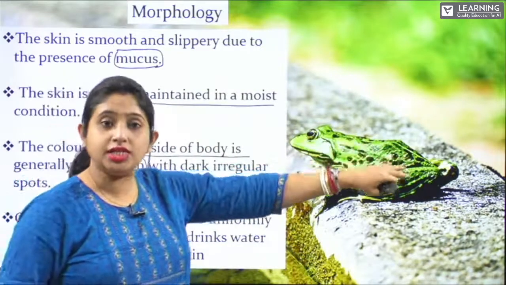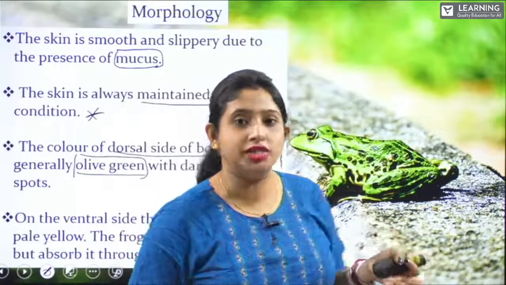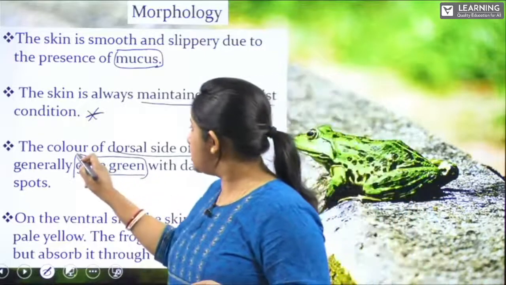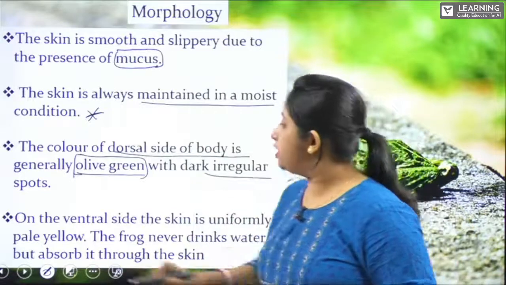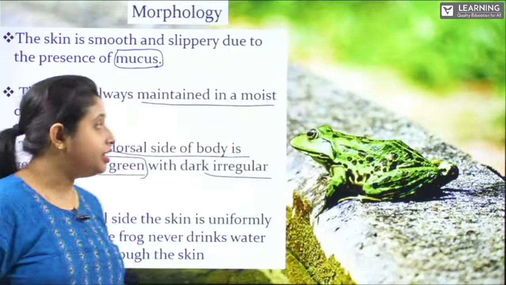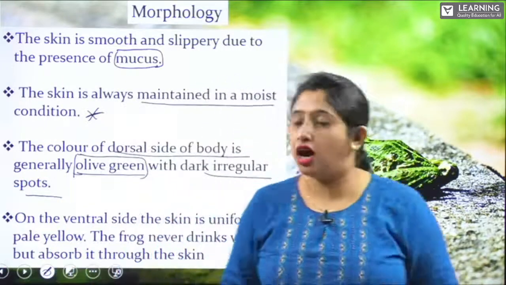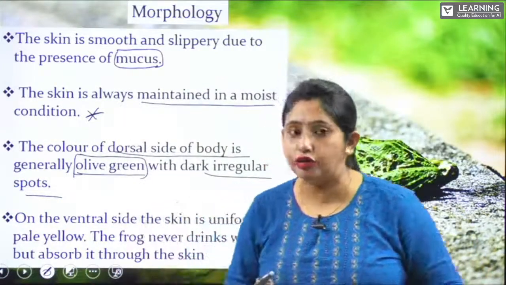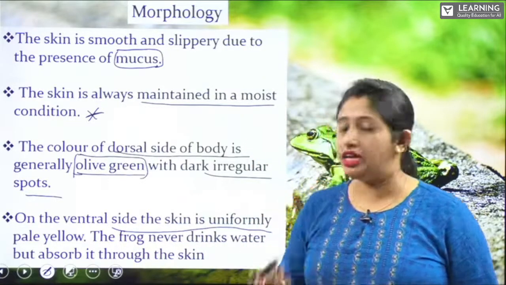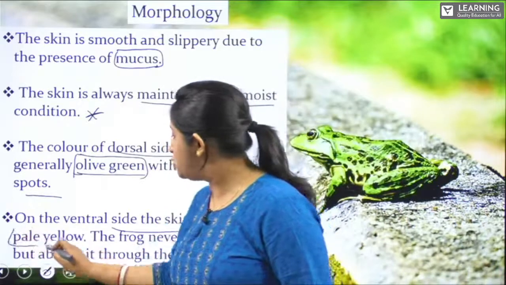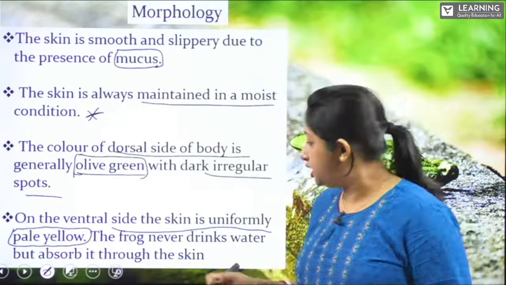Which one is the dorsal side? That is, which you can see, right? The visible side, the dorsal side. So the color of the dorsal side is olive green with dark irregular spots. As you can see here, the dark irregular spots are visible, isn't it? So this is how the body of the frog is. On the ventral side, the skin is uniformly pale yellow. That is, as I have said, the ventral side of the frog is pale yellowish in color.